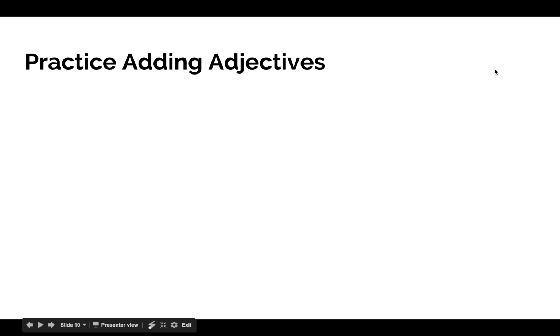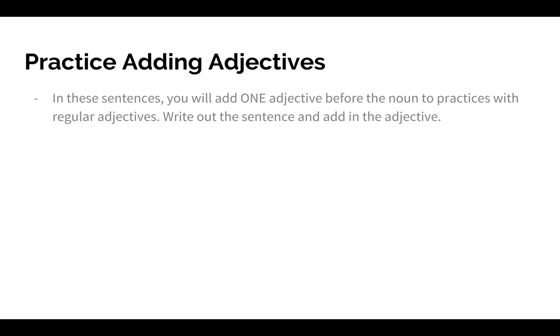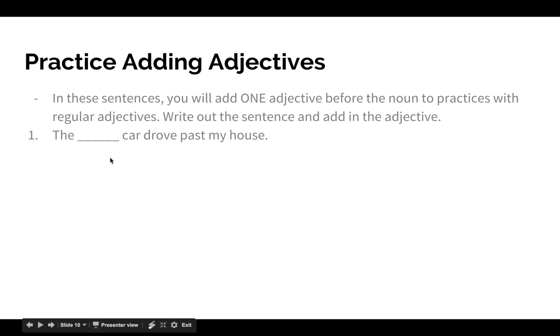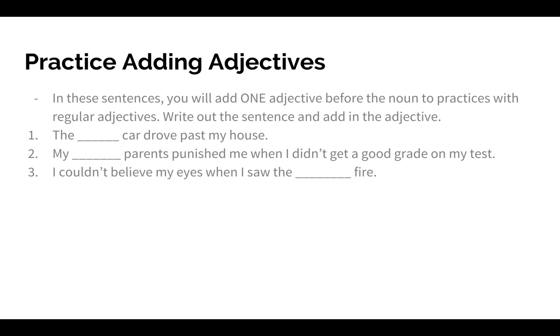So now we're just going to do some practice adding adjectives. For this exercise, you're only going to be adding one adjective before the noun to practice with regular adjectives. Just plain adjectives, not adjectives out of order. You're going to write out the sentence and add in your adjective. So the blank car drove past my house. One adjective in this empty space. My blank parents punished me when I didn't get a good grade on my test. I couldn't believe my eyes when I saw the blank fire.